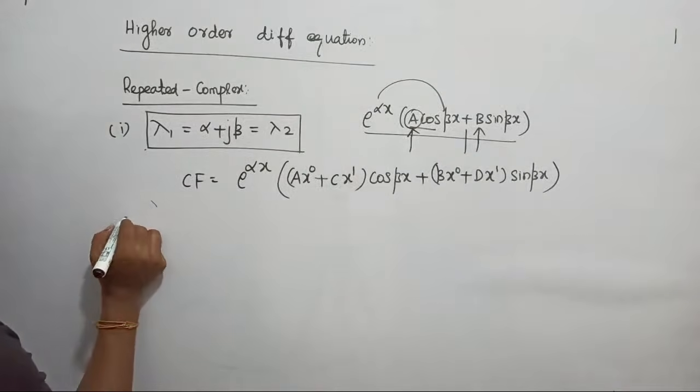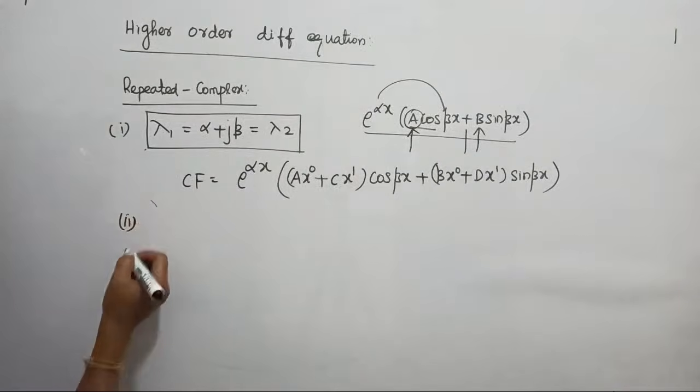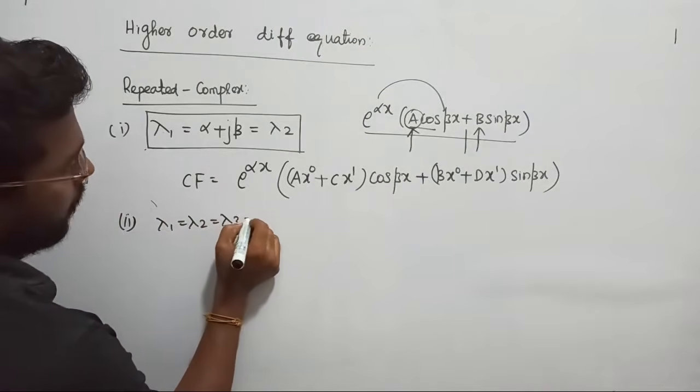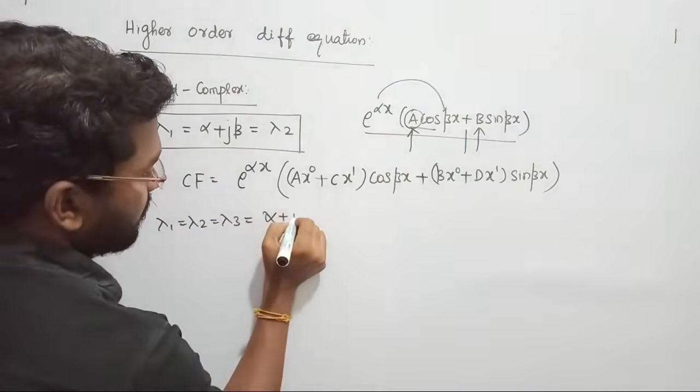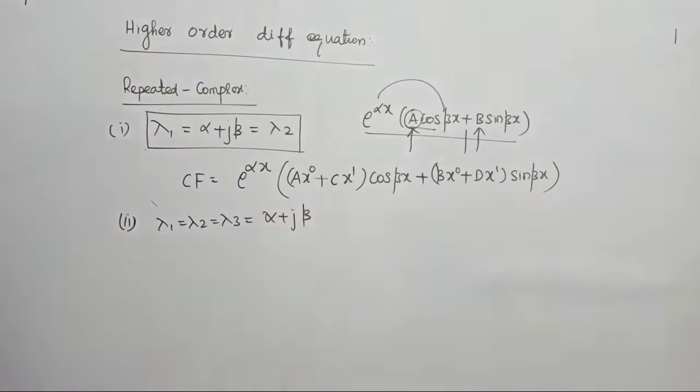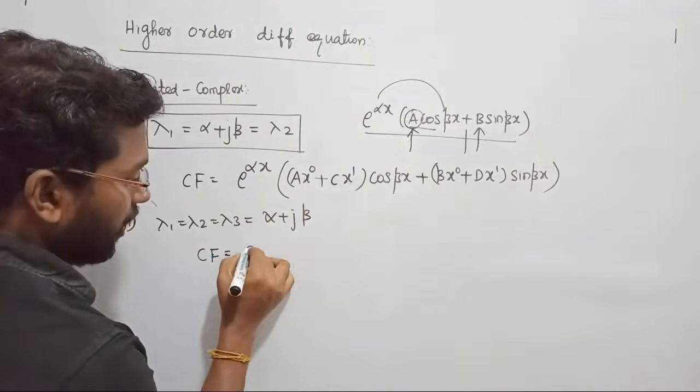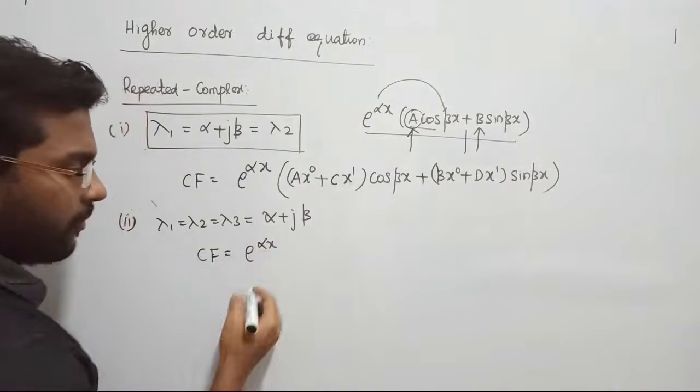Let's proceed. Let us consider same thing but for three roots. Lambda 1, lambda 2, lambda 3 all are going to be alpha plus j times of beta only. Very simple. Shall I write the answer? Yes. Complementary function is equal to e power alpha x. There is no change in the alpha, the real part has no changes.